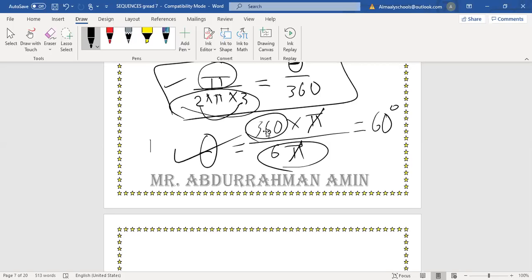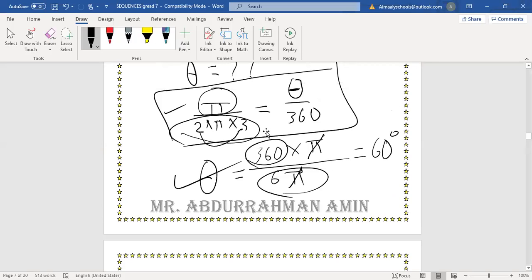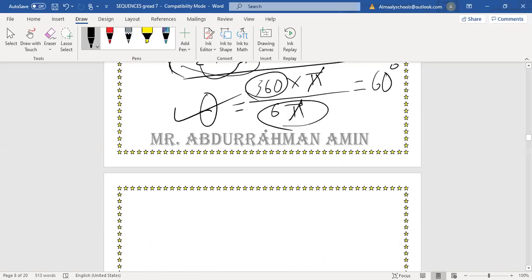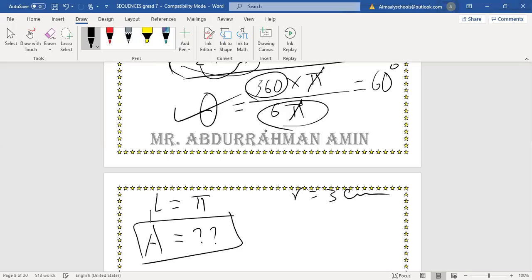No. In the same way, you can find the length of the radius of the circle. In the same way, I can give you the length of the arc and the radius, and I'll ask you to find the area of the sector. What will we do? The length of the arc is π, and the radius equals 3 centimeters. Find the area of this sector. I don't need numbers. Who can explain only the method?